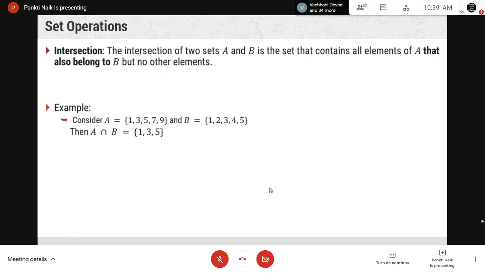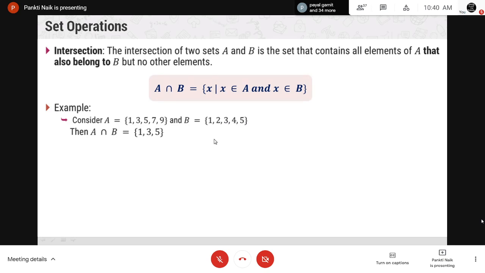Next is intersection. That is, the intersection of two sets A and B is the set that contains all elements of A that also belong to B, but no other elements. So A intersection B will be represented like this: {X such that X is an element of A and X is an element of B}. So consider this example: A is equal to {2, 3, 5, 7, 9} and B is equal to {1, 2, 3}.